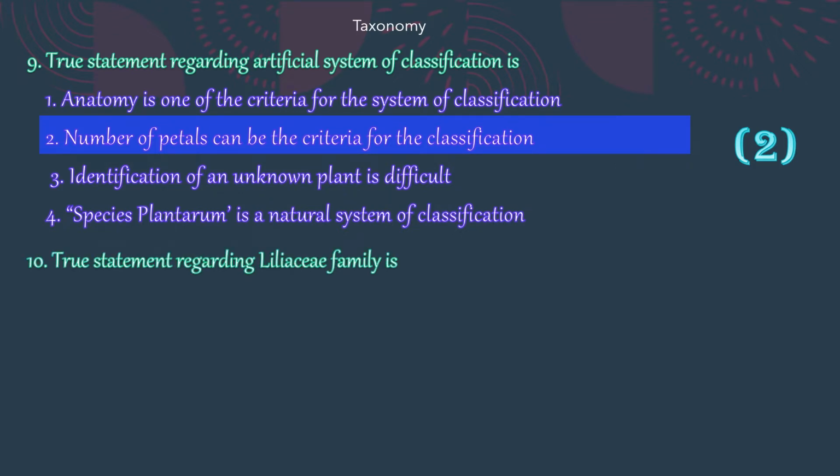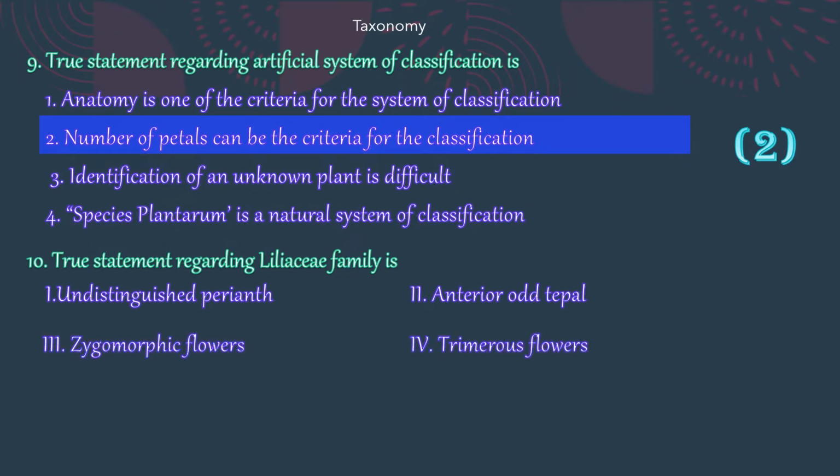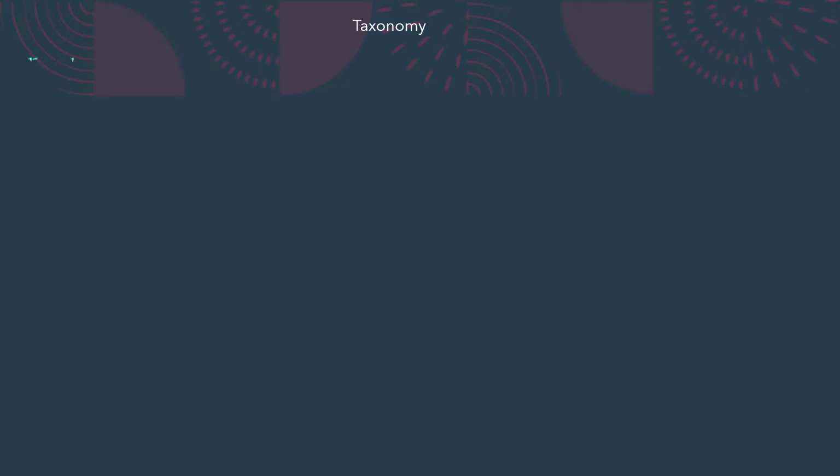True statement regarding Liliaceae family is: undistinguished perianth; 2, anterior odd petal; 3, zygomorphic flowers; fourth one, trimerous flowers. The answer is: options 1, 1 and 2; 2, 3 and 2; 3, 2, 3 and 4; 4, 1, 2 and 4. Now choose the correct answer. Option 4, 1, 2 and 4.